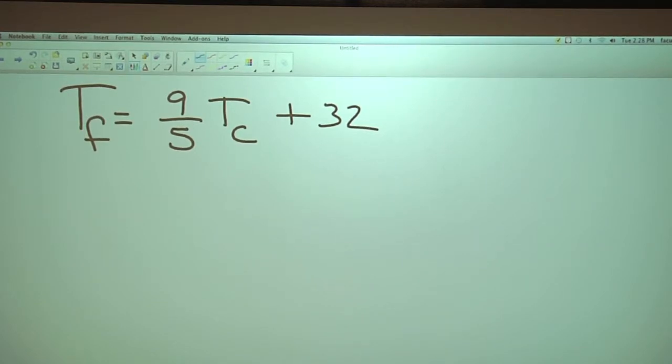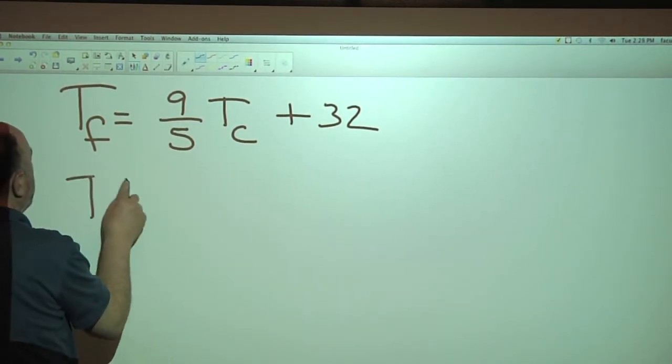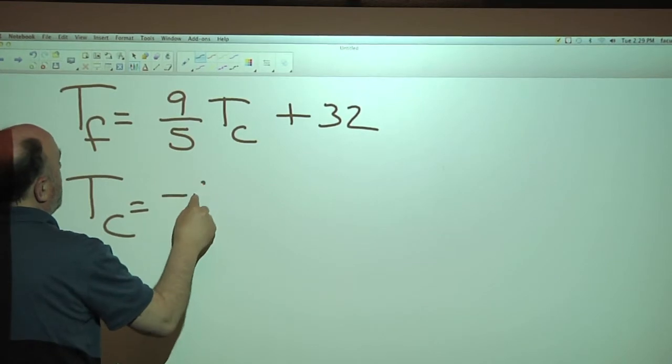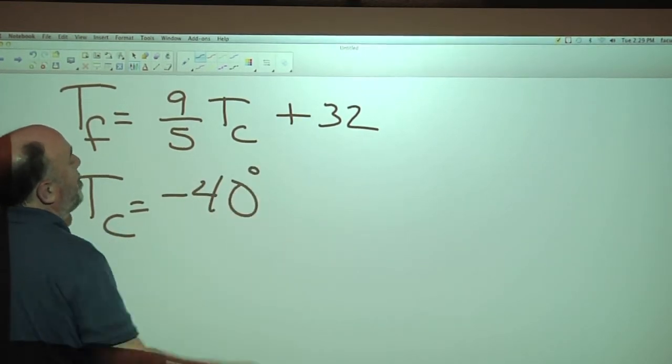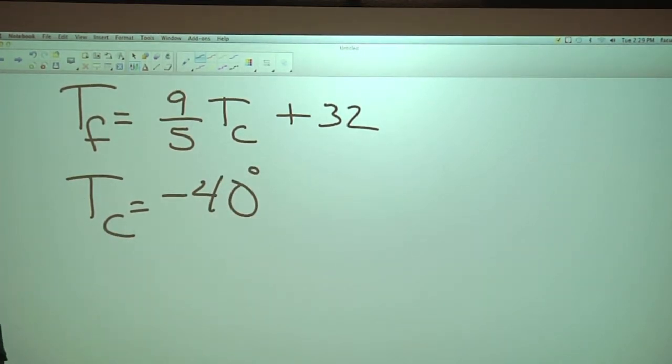So, for example, given this equation, if the Celsius temperature is negative 40 degrees, what will be the corresponding Fahrenheit temperature?